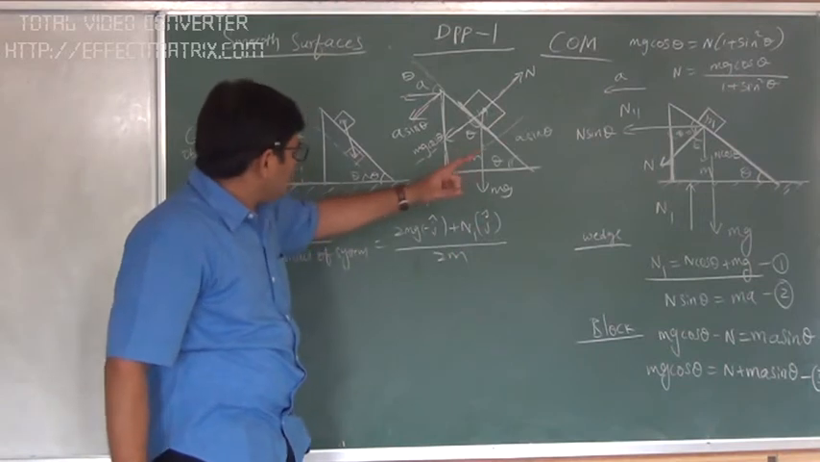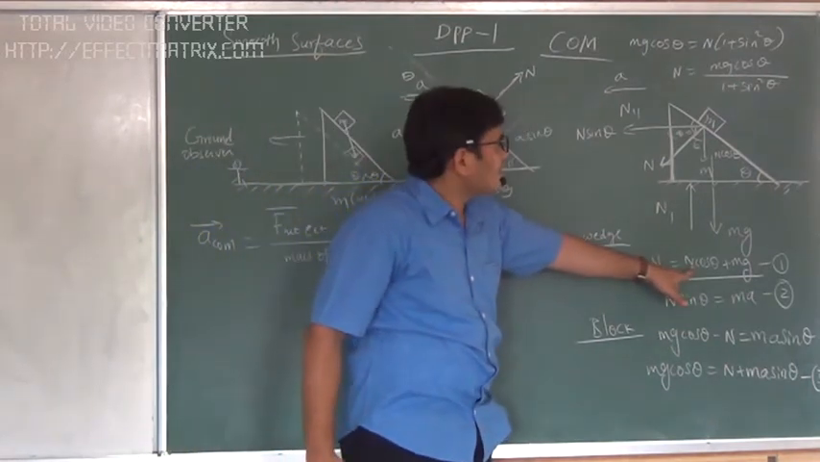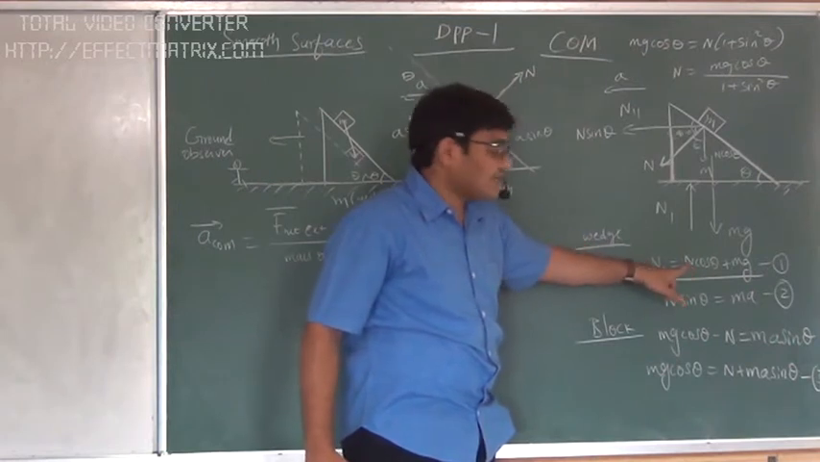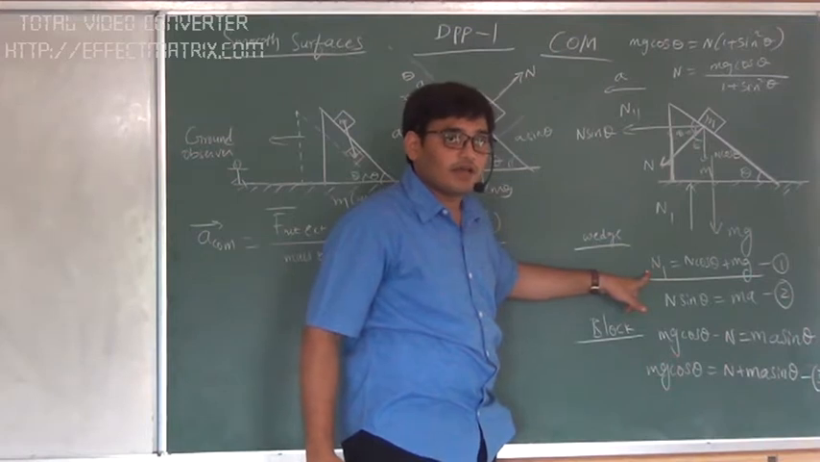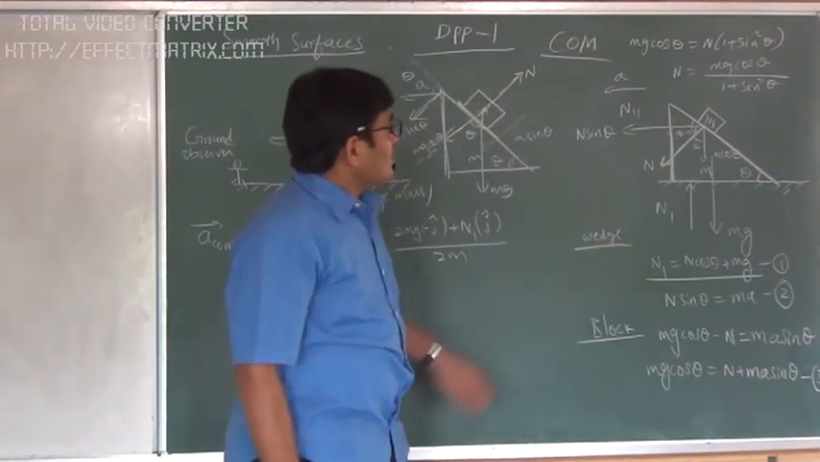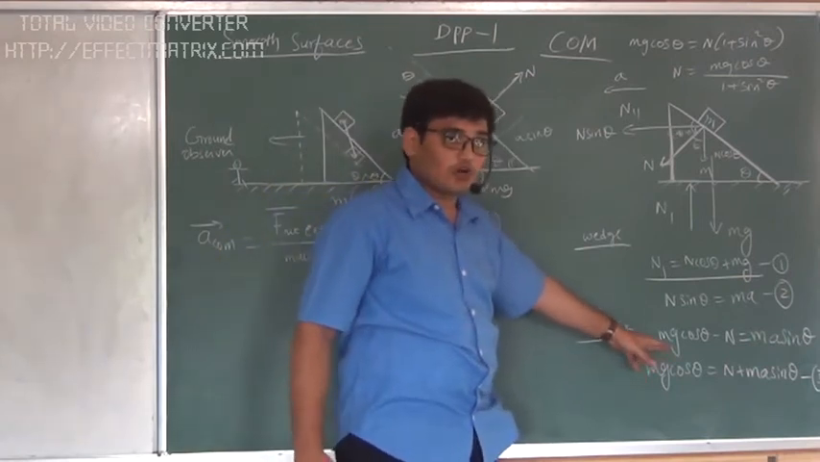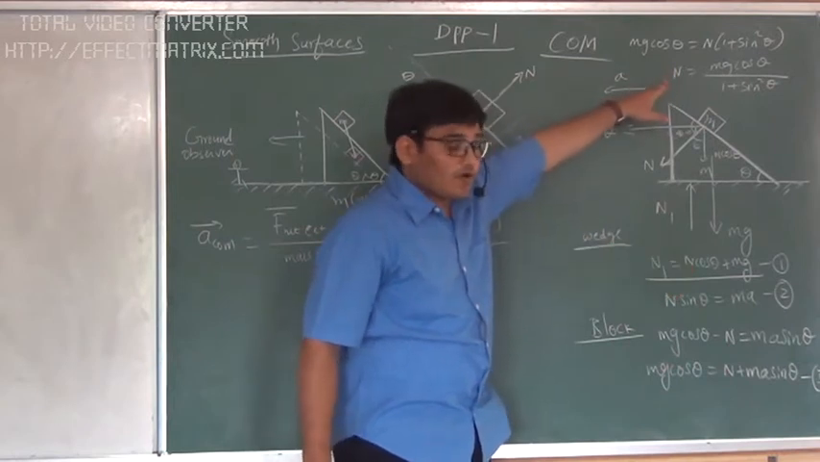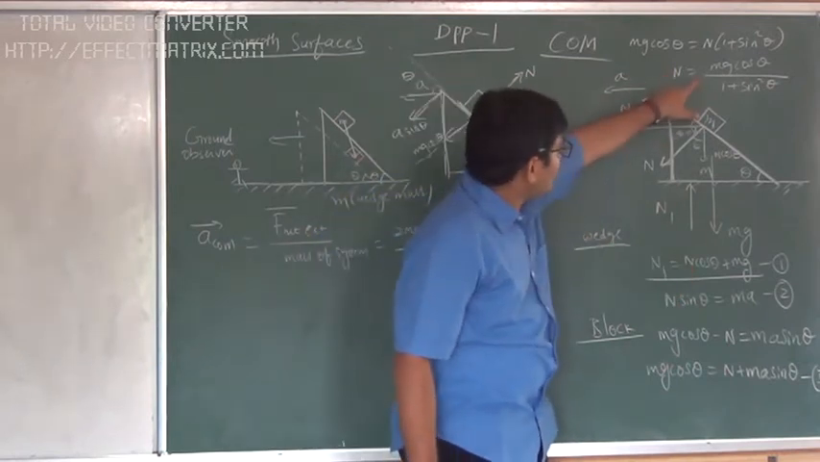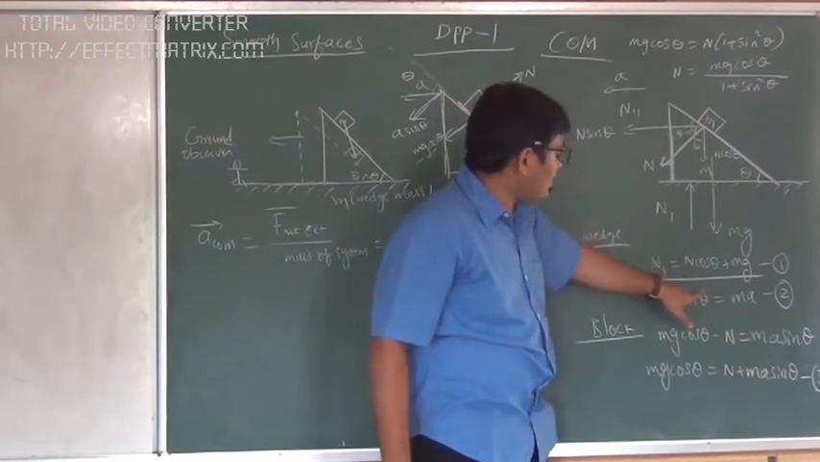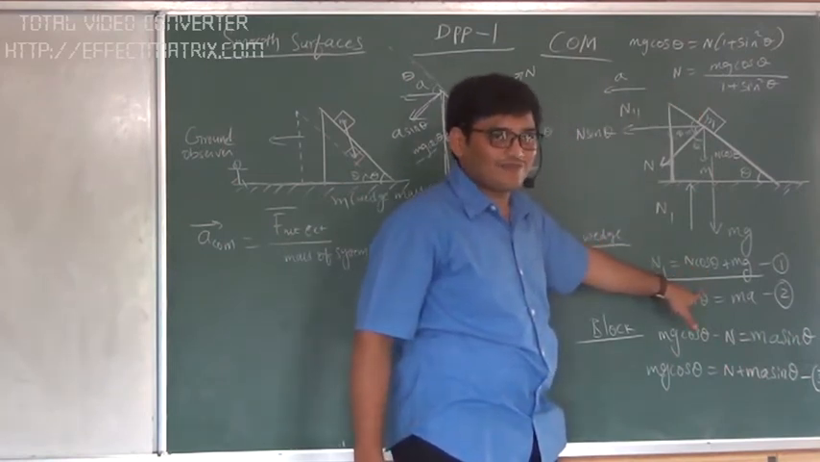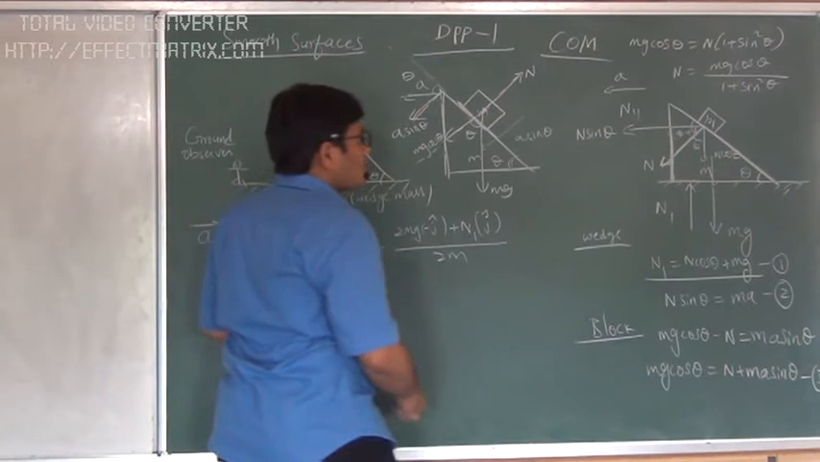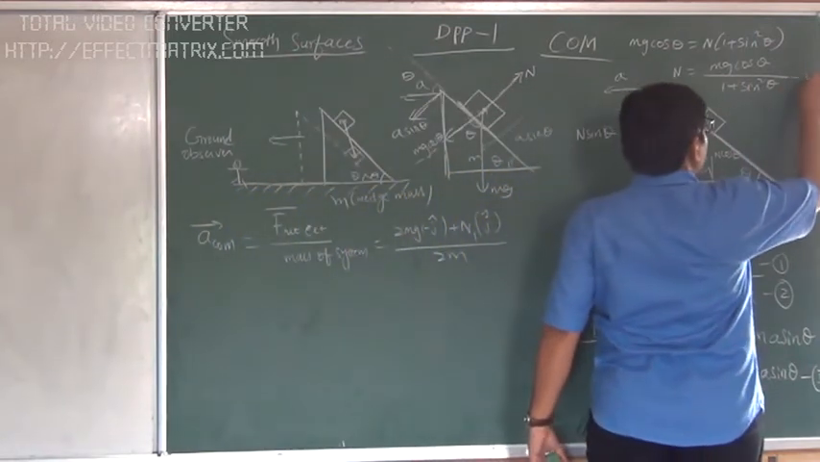Clear? We should substitute that N here. So what do we get? N1. Any doubt in this calculation process? Sure? We will get N1 if we replace N with this value. N is nothing but mg cos theta upon 1 plus sin square theta, so N1 is mg cos square theta upon 1 plus sin square theta. You are able to get the point. So this is equation 4.